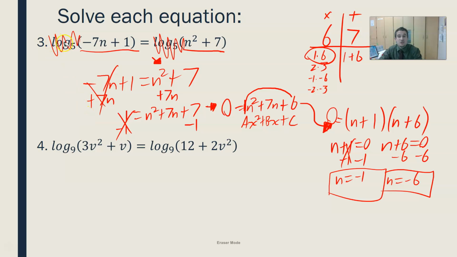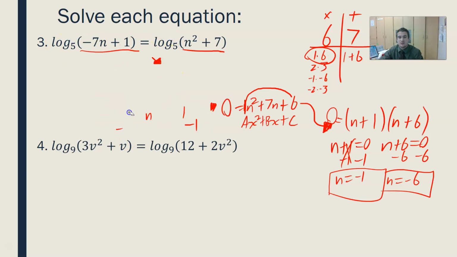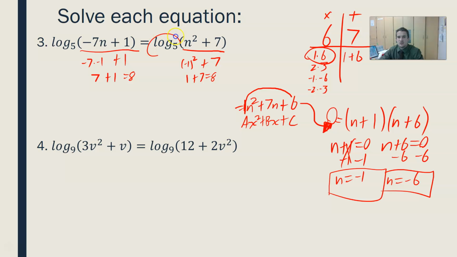Well, let's double check. Let's plug those back in, make sure I actually get the correct answer. Let me erase some of this stuff so I can see it better. So if I plug negative 1 in, that's negative 7 times negative 1 plus 1, and then negative 1 squared plus 7. Well, negative 7 times negative 1 is a positive 7, plus 1 is 8. Negative 1 squared is a positive 1, plus 7 is 8. So log base 5 of 8 is indeed equal to log base 5 of 8.